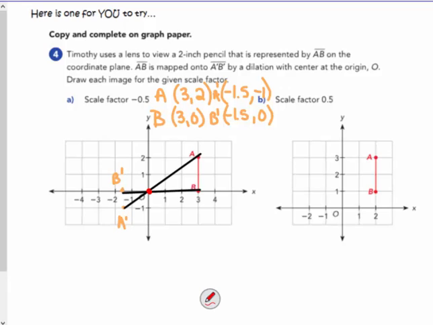So my new A prime, B prime, is over there in the third quadrant and on the x-axis. So now part B says it has a scale factor of 1/2. So A, which was originally 3, 2, when I multiply it by +1/2, I'm going to get 1.5, 1.